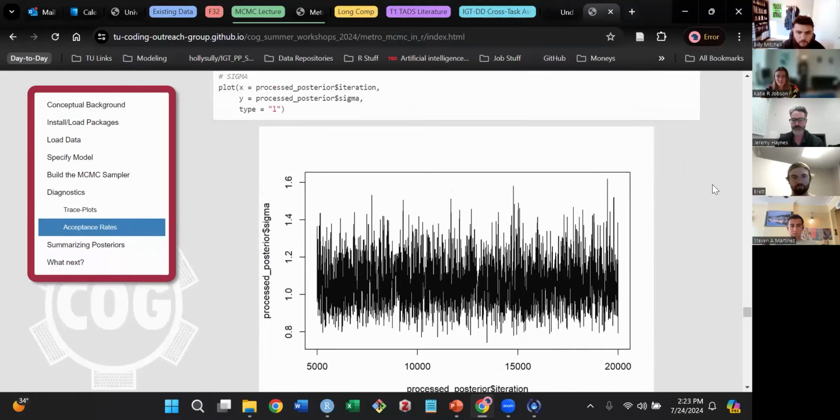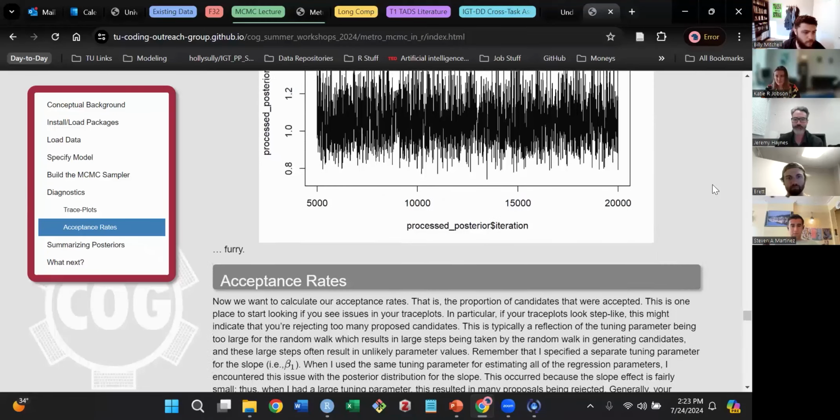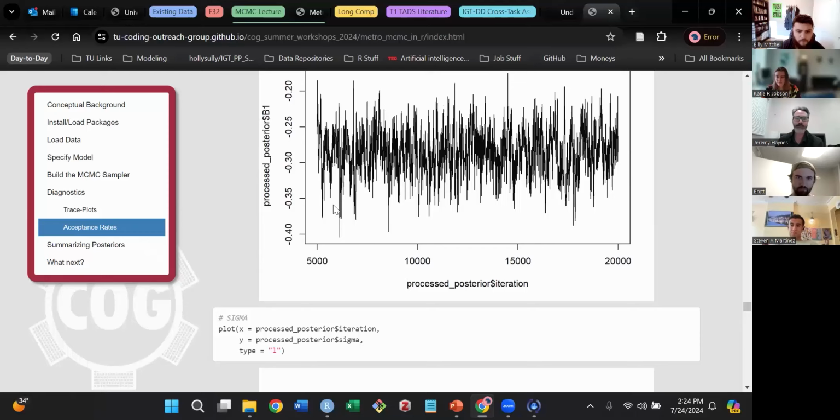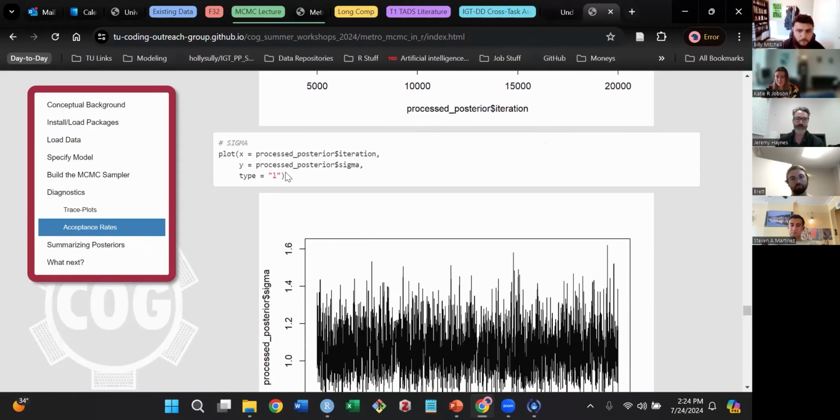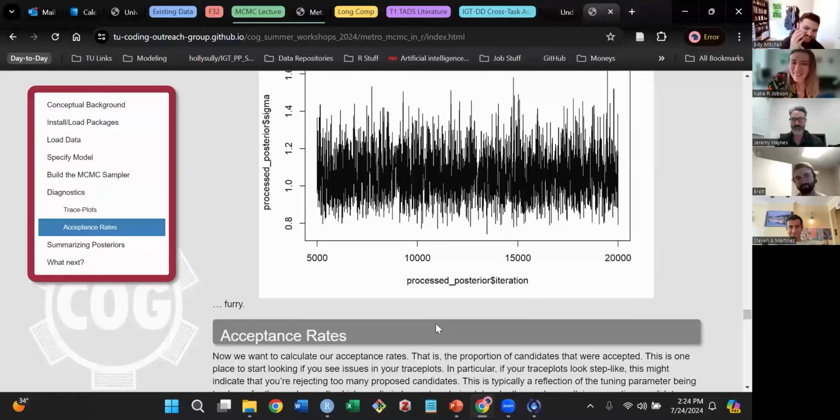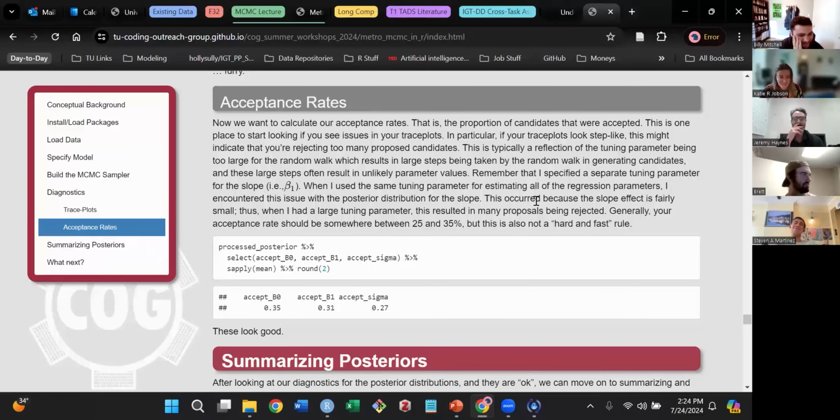So yeah, that might have been a tangent. Whatever. Okay, but these look good. So you want them to look like a furry caterpillar. A friend of mine who took statistics had a professor who, with an assignment where you submitted trace plots, all he wrote back was "furry." I thought that was the funniest response to an assignment, so I decided to throw that in. Kind of weird, I thought, but it was funny.